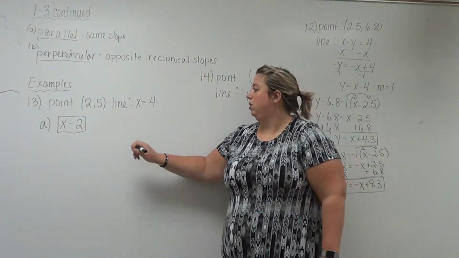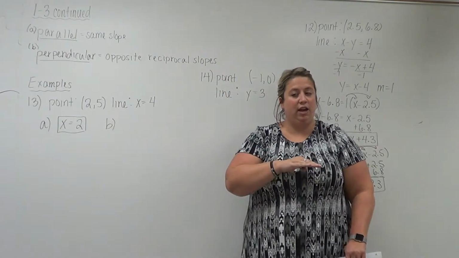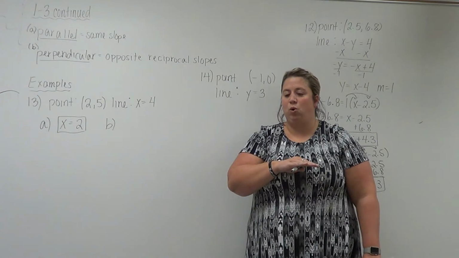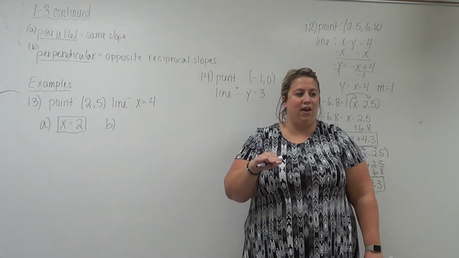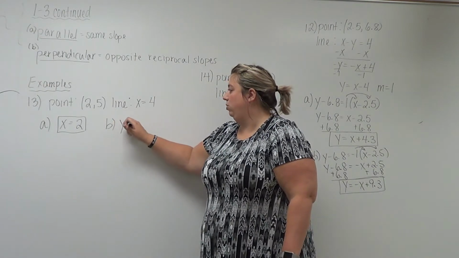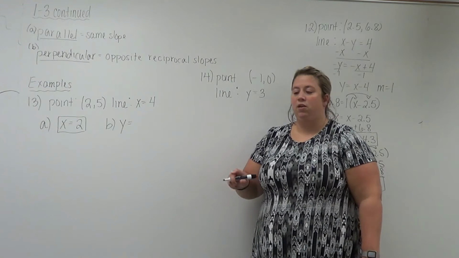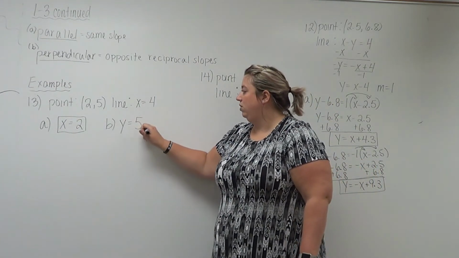Perpendicular to a vertical line would be a horizontal line. Horizontal lines are when you have y equals a number and you don't have x. So for my perpendicular, I'd have y equals. Which one's the y number? 5. So y equals 5.